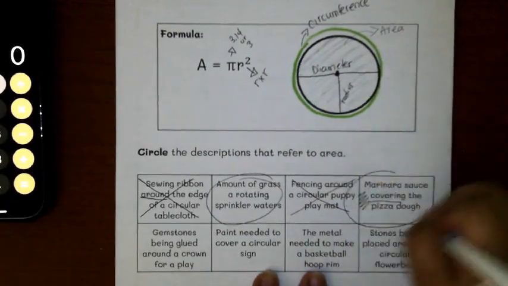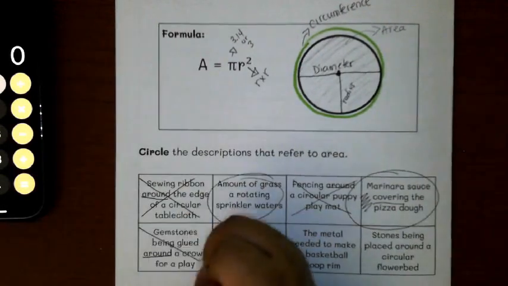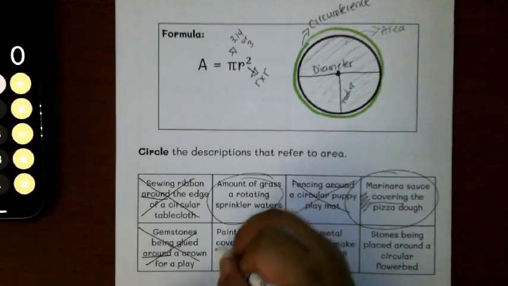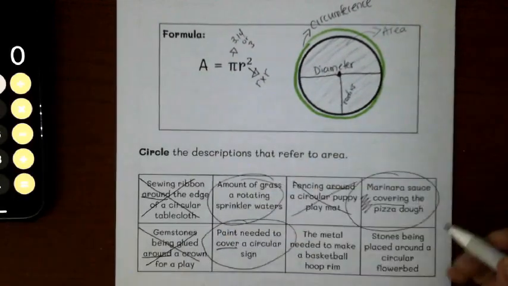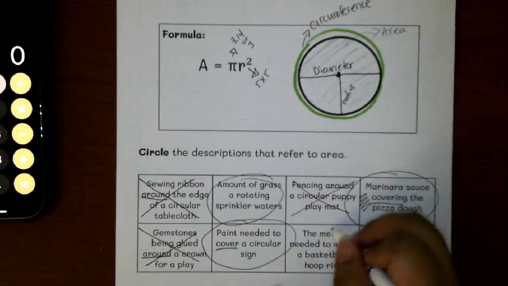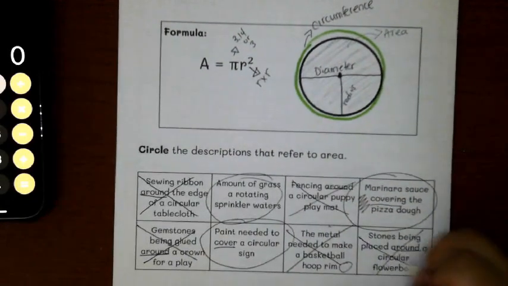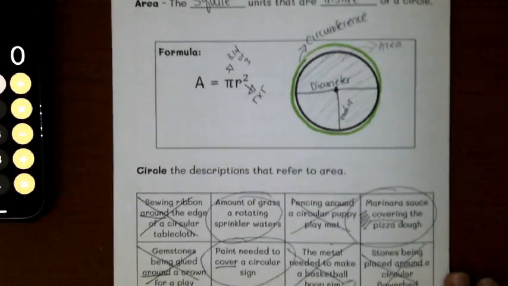Okay, gemstones being glued around, that's circumference. Paint needed to cover, cover is going to be area. The metal needed to make a basketball hoop rim, that's the rim, that's just the outside, so that is circumference. Stones being placed around, around is circumference. Okay, all right, get that down. Okay, and pause it if you need to.